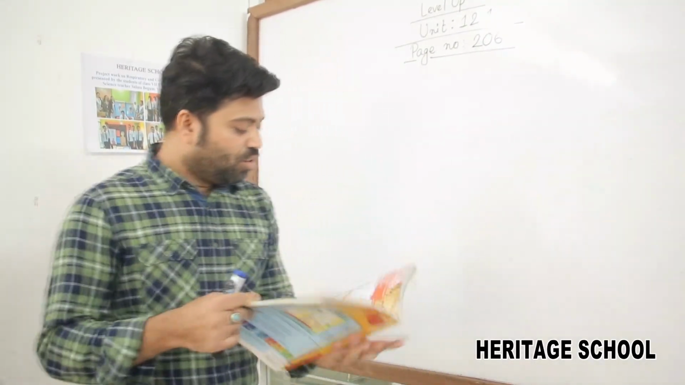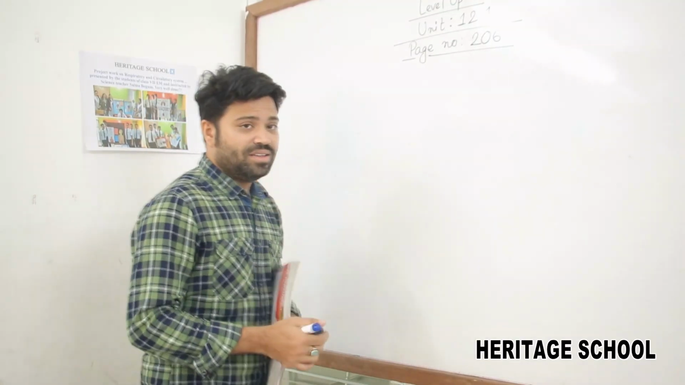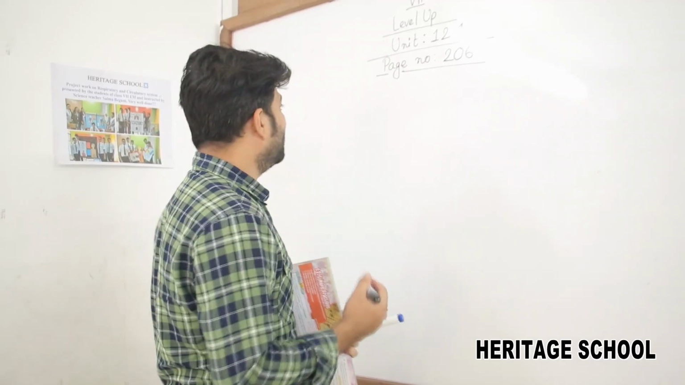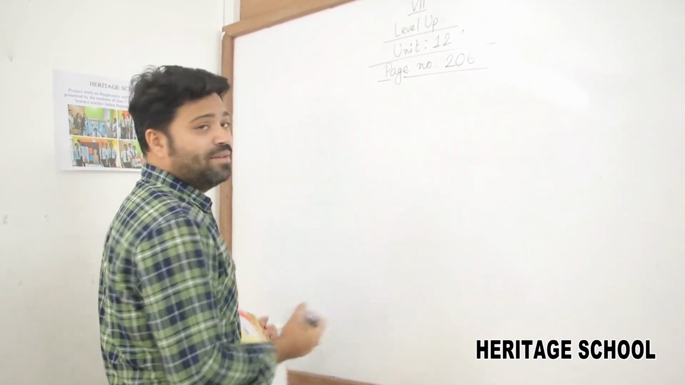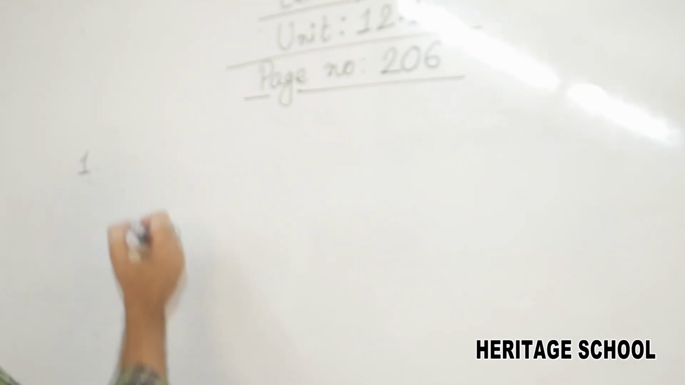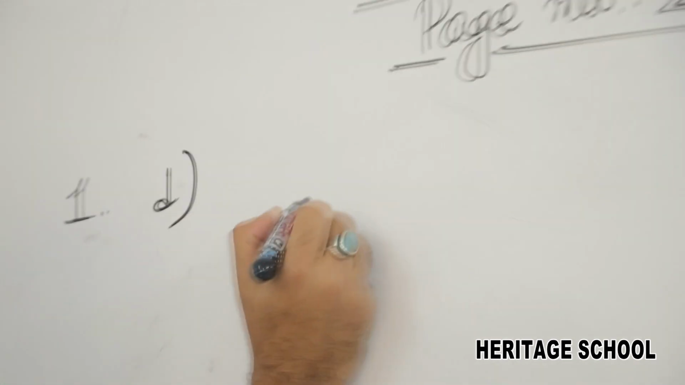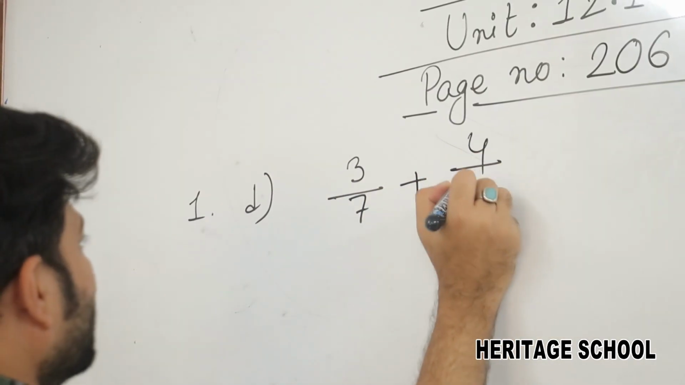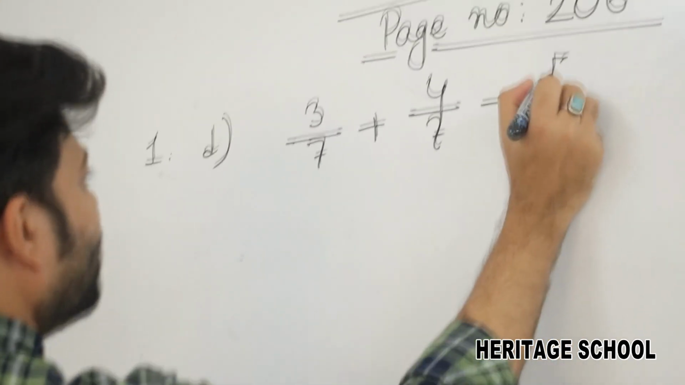Okay, look here. I don't think you need to be told how to solve the addition and subtraction of fractions, I am just solving this maths. From number 1 I will solve number D. Look here: 3/7 plus 4/7 minus 5/7.